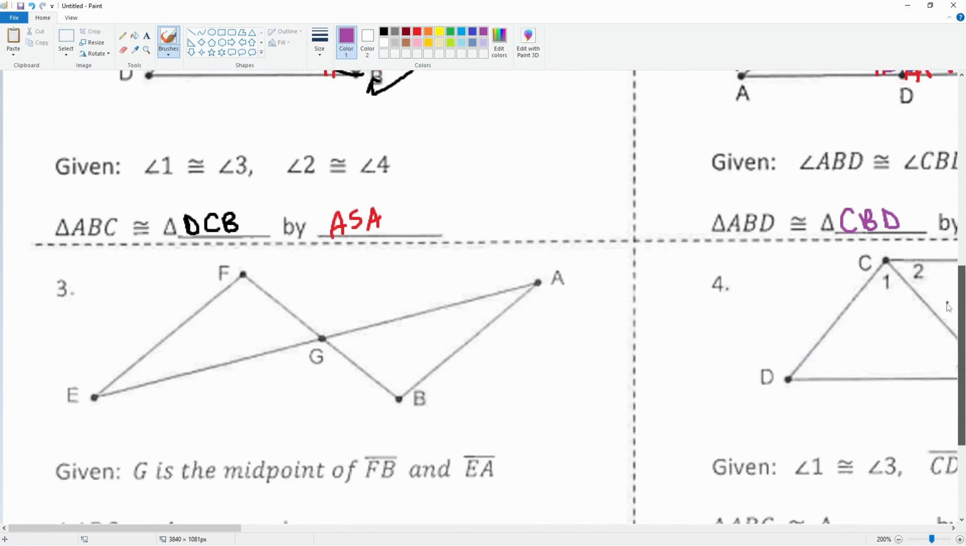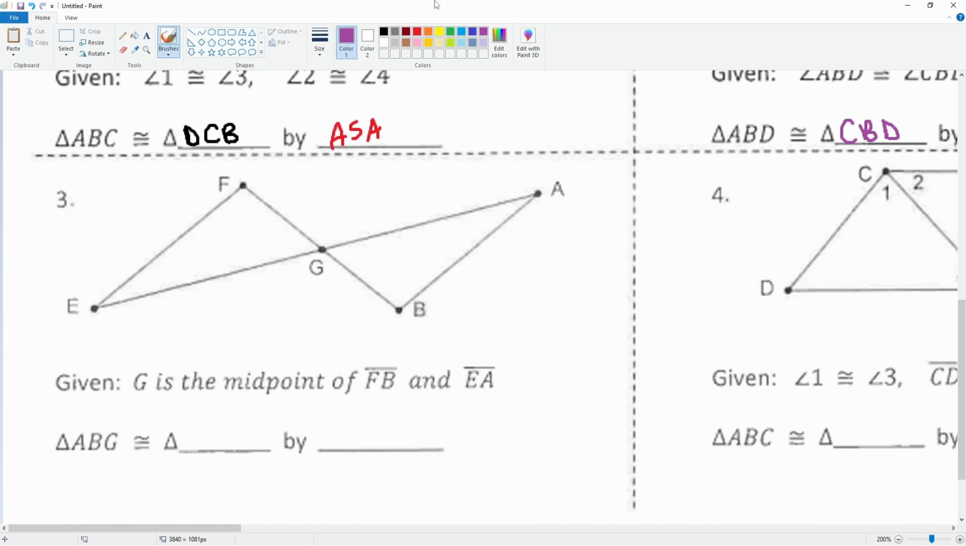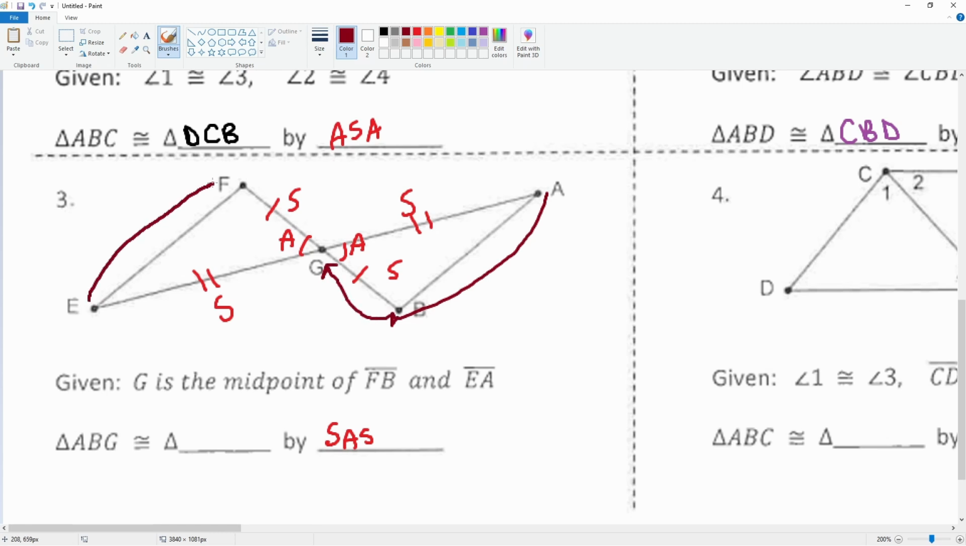Let's look at 3. G is the midpoint of both FB, so this is congruent, and EA, this is also congruent. Then we have angle G is congruent to angle G by vertical angles. So this is congruent by SAS. So it goes from the order of ABG, A, B, then G. So this is what's going to be EF, then G.